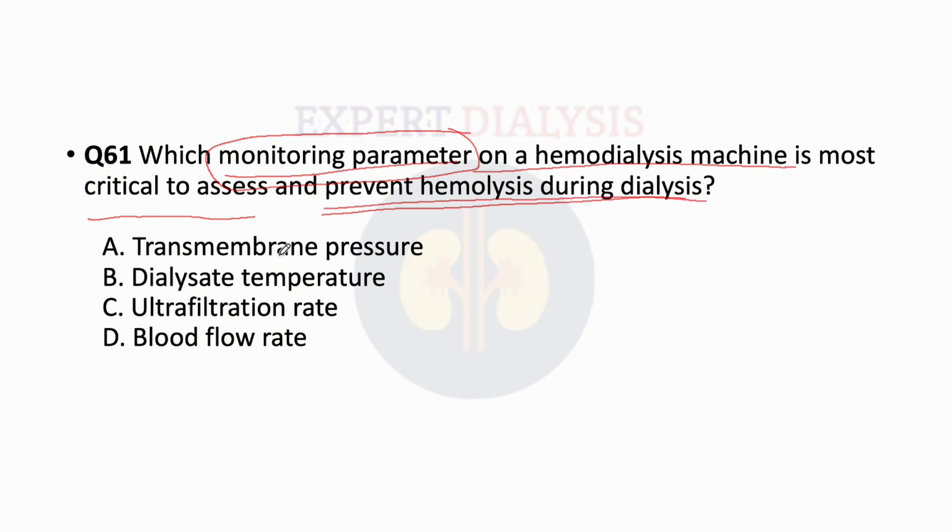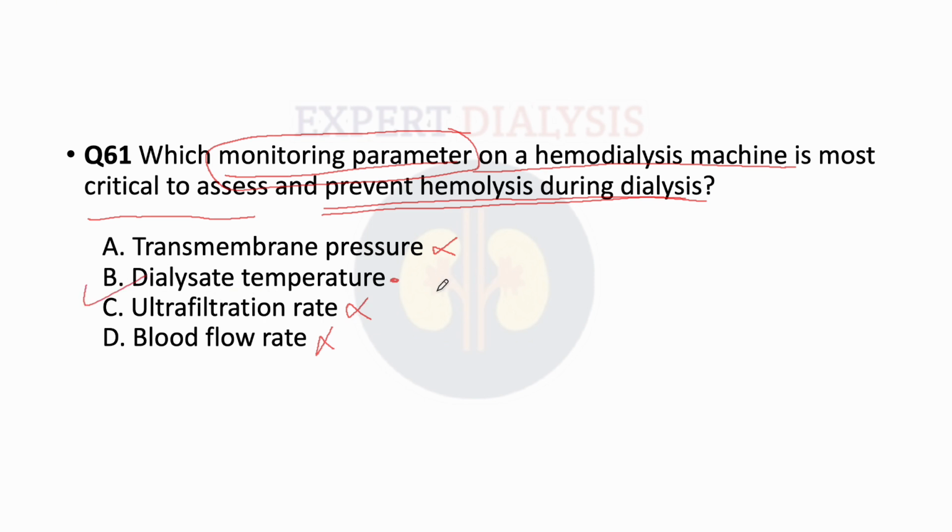The first option is transmembrane pressure. The second is dialysis temperature. The third option is ultrafiltration rate, and the fourth option is blood flow rate. So the right answer will be dialysis temperature.